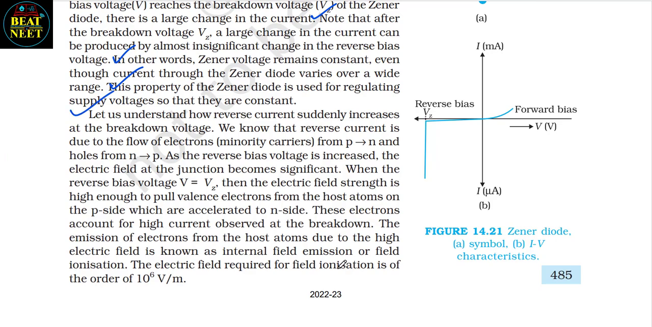Let us understand how reverse current suddenly increases at the breakdown voltage. We know that reverse current is due to the flow of electrons from P to N and holes from N to P.